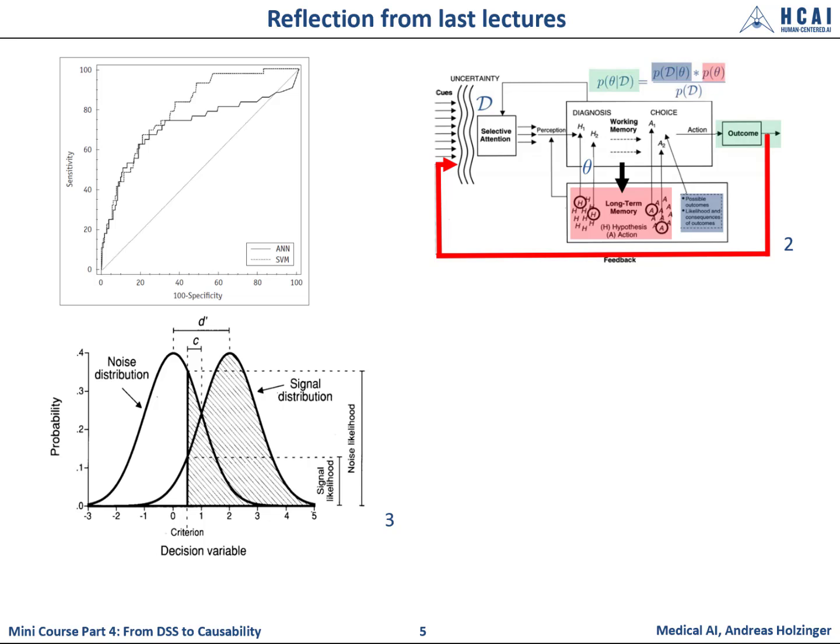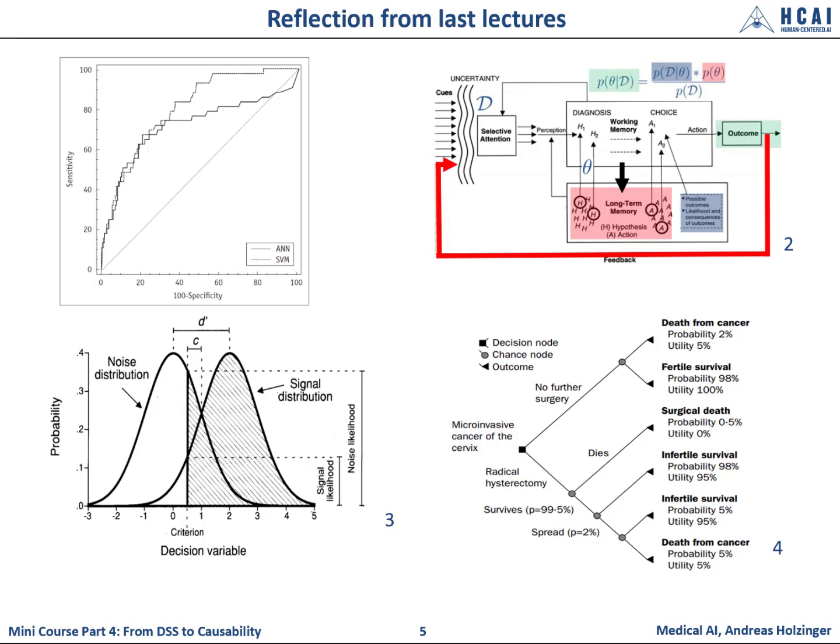What do you see here? Yes, again, the receiver operating curve as a signal noise detection. This describes when we say yes or no in a certain decision. And finally, what do you see here? Yes, this is maybe one of the oldest: decision trees. Decision trees go back to ancient Greece, and they are still used and are state-of-the-art in modern medical AI. So this is really a very good model.